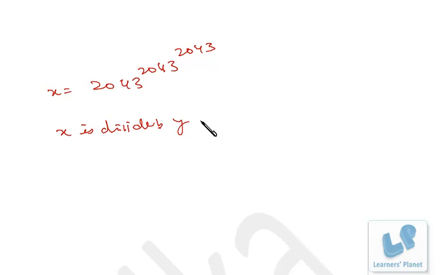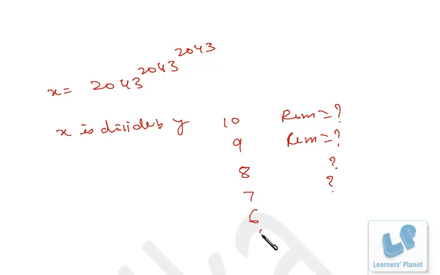Now some questions I'm leaving for you. Say 2043 raised to 2043 raised to 2043, right? This is the expression x. Now if x is divided by say 10, then remainder is what? If it is divided by 9, then remainder is what? If it is divided by 8, then what? Divided by 7, then what? Divided by 6, divided by 5. Find remainder in each of these cases.